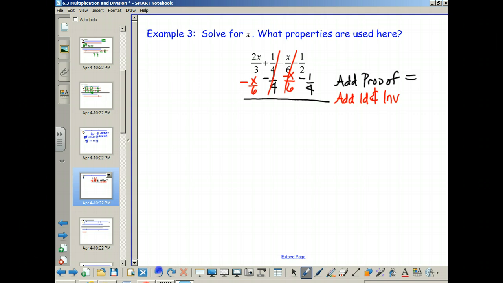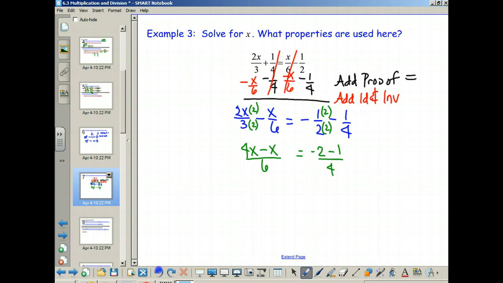All right, so I'm just going to rewrite the pieces that I have. This now says 2x over 3 minus x over 6 equals negative 1/2 minus 1/4. And in order to combine these, I need to have common denominators. So looking at the first one, I will multiply it by 2 over 2 to make the first denominator 6, just like the second one. That will give me 4x minus x over 6. On the right-hand side, again, I will multiply the first fraction by 2 over 2. That will give me negative 2 minus 1 over 4.